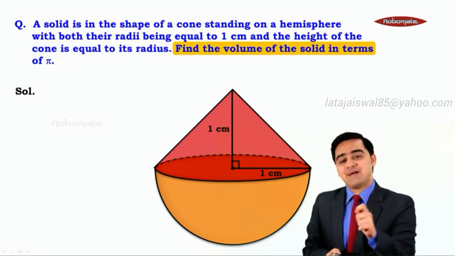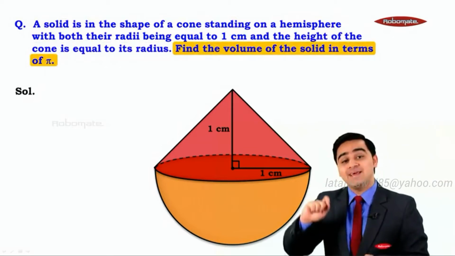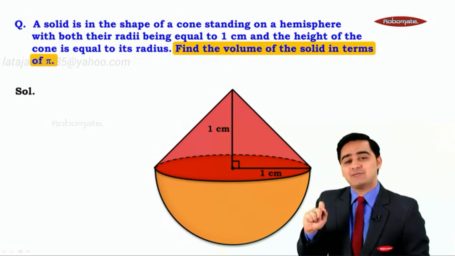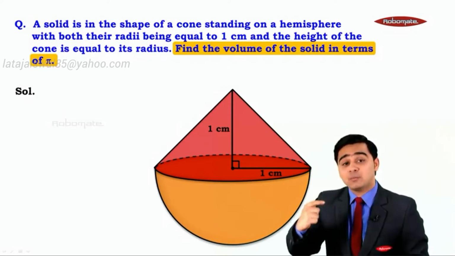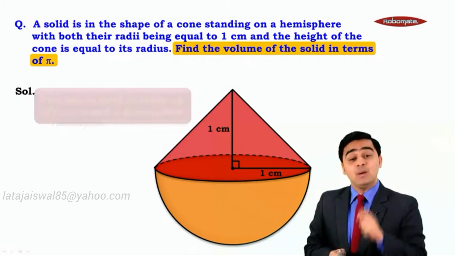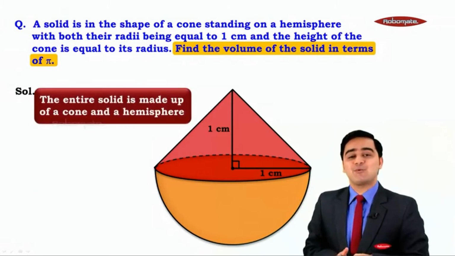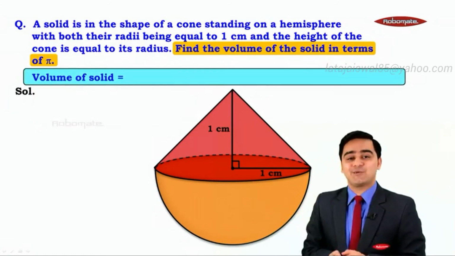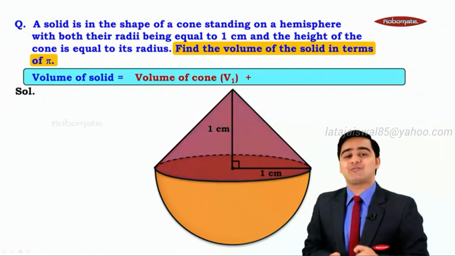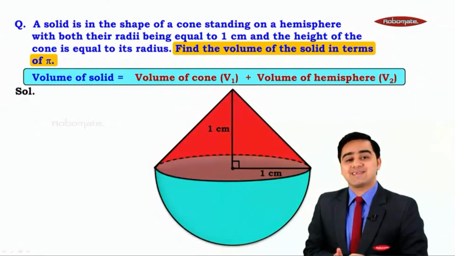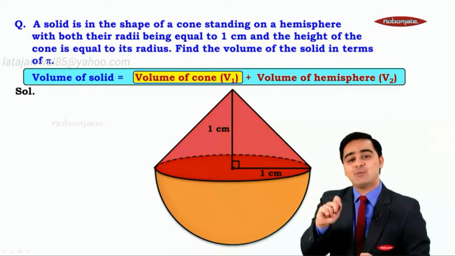Next, it says to find the volume of the solid in terms of pi. Now, in terms of pi simply means that we have to get the answer for the volume of the solid without substituting the value of pi. Now, we know that the entire solid is made up of a cone and a hemisphere. So, we can say therefore, the volume of the solid is equal to the volume of the cone plus the volume of the hemisphere.